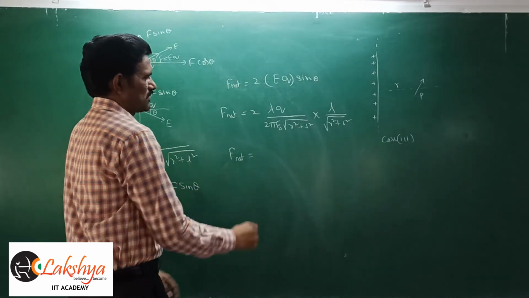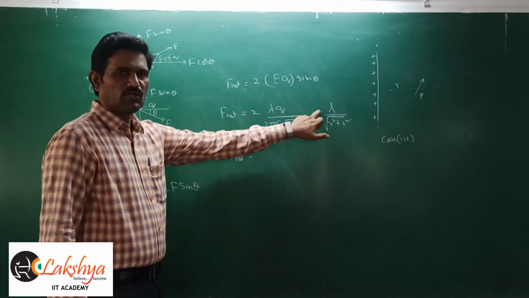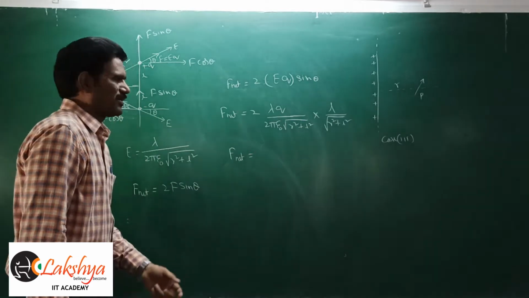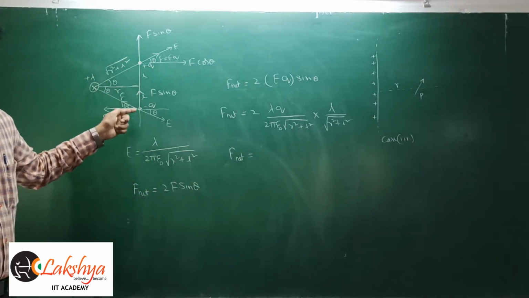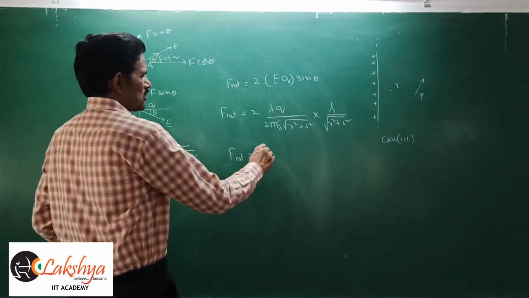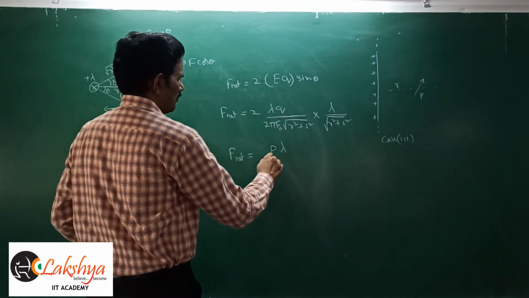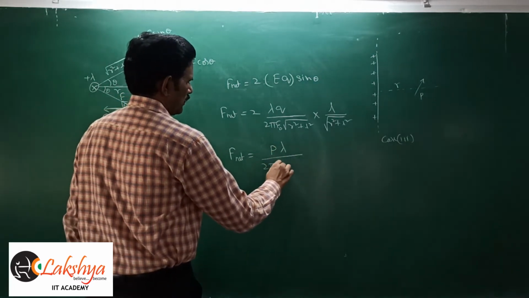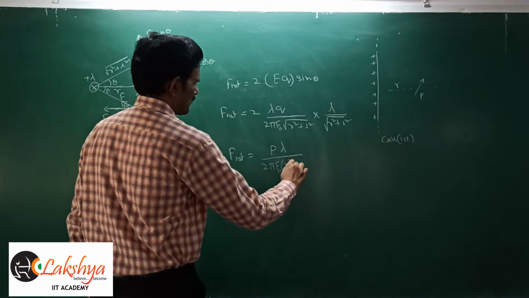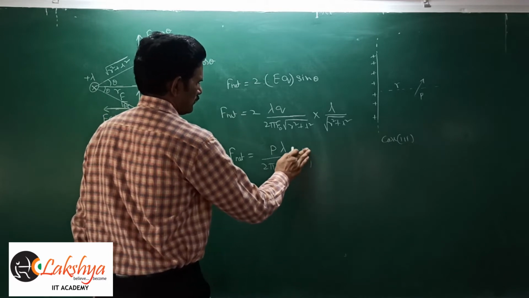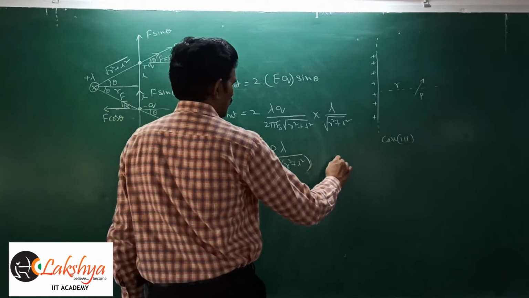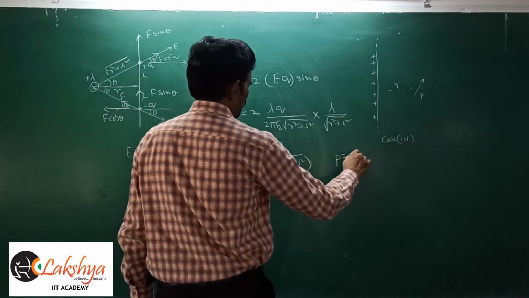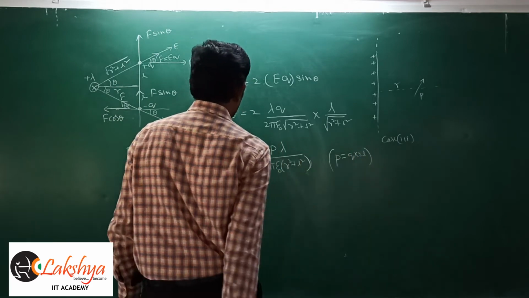Therefore, this we can express as 2 into L into Q. That is nothing but our dipole moment, because here we are taking the dipole length as 2L, right? And so I can write this as P into lambda by 2 pi epsilon naught into r square plus l square, since we are using this Q into 2L as P.